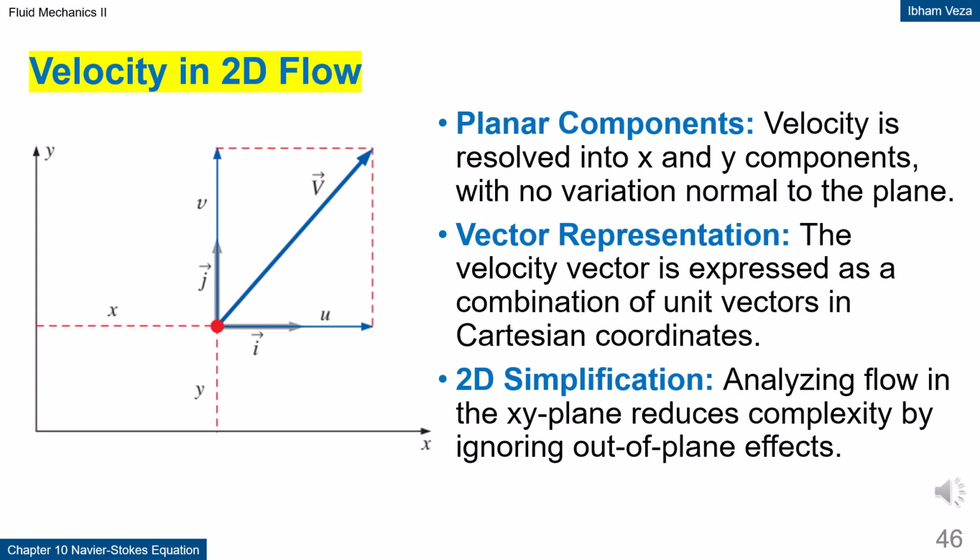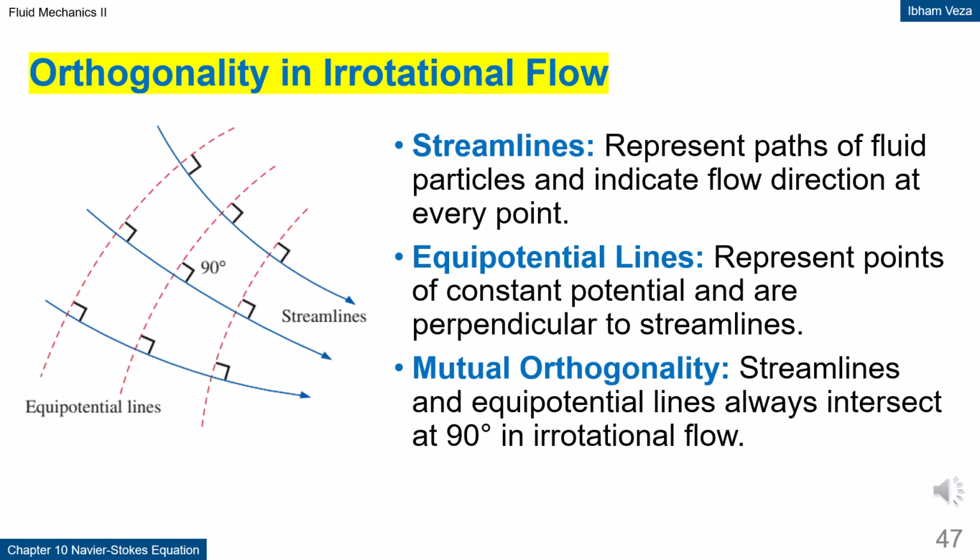Velocity in two-dimensional flow. In two-dimensional flow, velocity can be decomposed into x and y components. There is no velocity variation in the direction normal to the flow plane. This vector representation simplifies the analysis because only two components need to be considered. Many engineering flow problems can be approached using the two-dimensional assumption. This provides a good balance between simplicity and model accuracy.